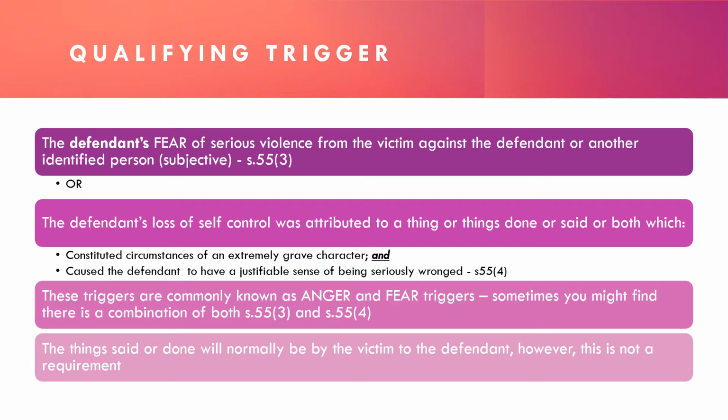So qualifying trigger, as we say, is the defendant's fear of serious violence from the victim against the defendant or another identified person. Now this is subjective. Do they genuinely fear serious violence? So it is a subjective test there. Or is the defendant's loss of control attributed to a thing said or done by the victim which constituted circumstances of an extremely grave character and caused the defendant to have a justifiable sense of being seriously wronged? And as we said, these are commonly known as the fear trigger and anger trigger, and are legislated for under section 55 subsection 3 and section 55 subsection 4 of the Coroners and Justice Act 2009. Now they are normally done by the victim, so the victim normally does something which causes the reaction, but that doesn't always have to be the case.